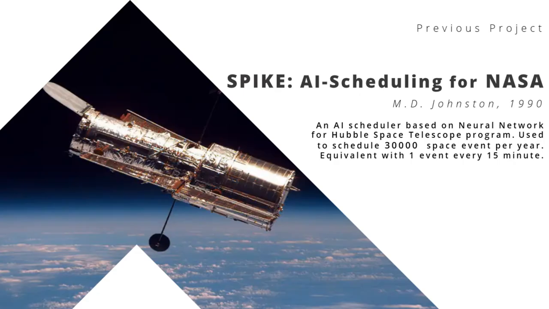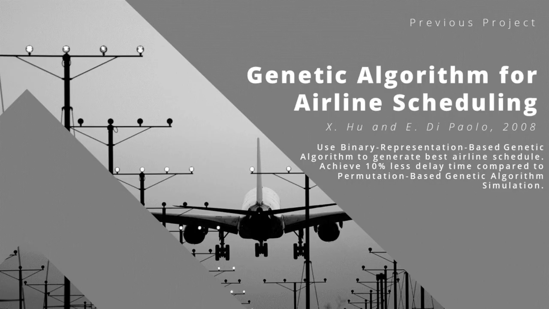Literature review. In the 90s, NASA used a neural network to generate a celestial event schedule for the Hubble telescope. In 2008, DiPaolo tried to use a genetic algorithm for aircraft arrival sequencing and scheduling. Both of these research works are for large-scale scheduling.